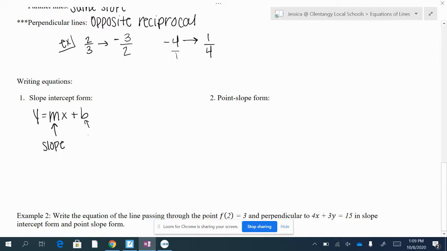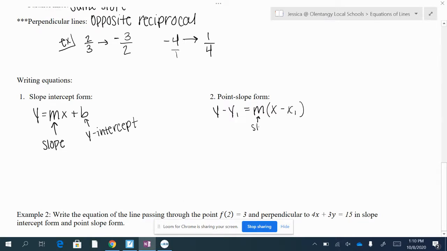And then b is your y-intercept. We also have point-slope form, so we have y minus y1 equals m times x minus x1. M is your slope here. And then y1 and x1 are a point. They are a point on the line. Okay, and you can get slope-intercept form from point-slope form by simplifying and solving for y.